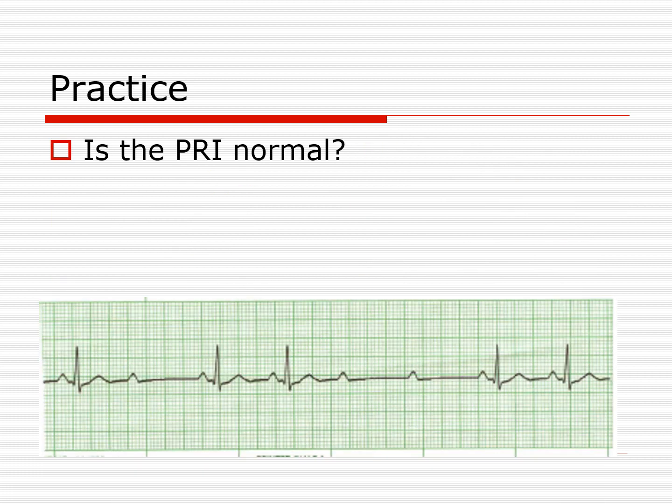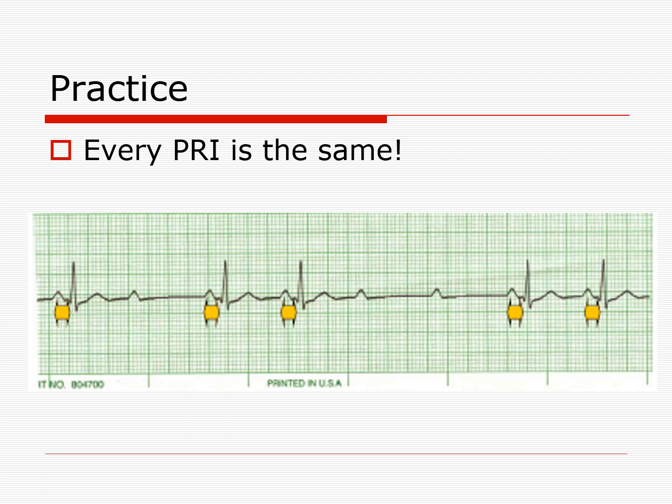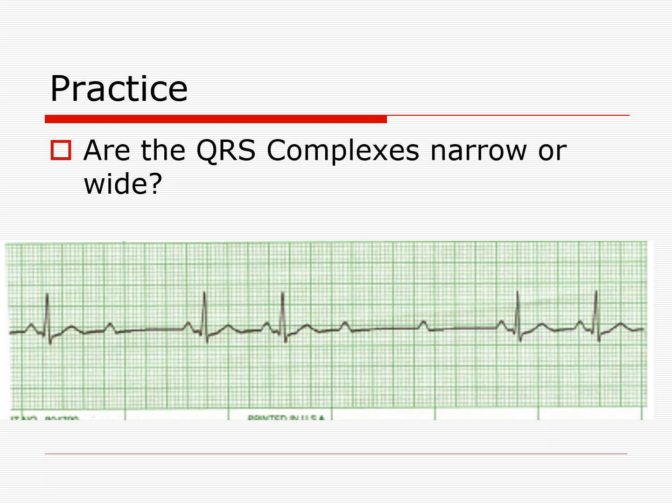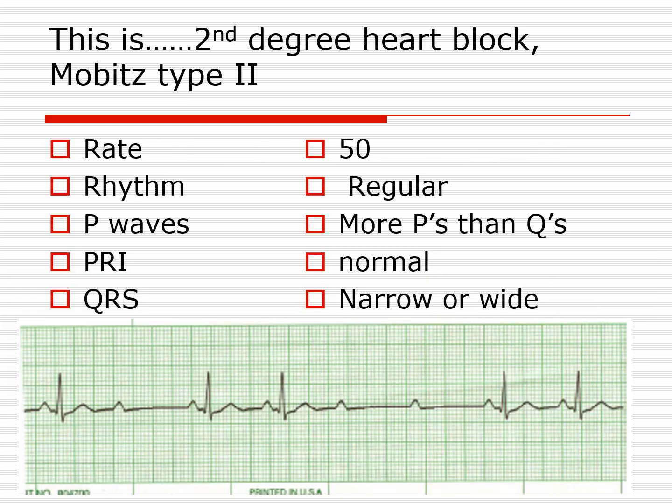All right. So here, is the PRI normal? Yes. We only measure the ones that we can see. Okay, so we only measure the PRI from the P to the QRS, the ones that actually have a QRS complex. So they are the same. The QRSs are considered to be narrow. Okay, so this is, again, second degree Mobitz 2.